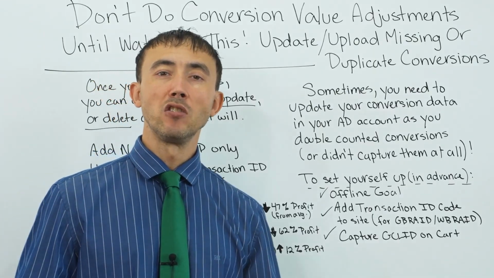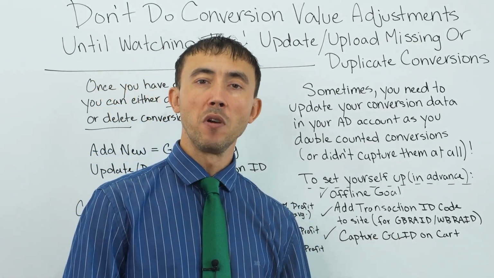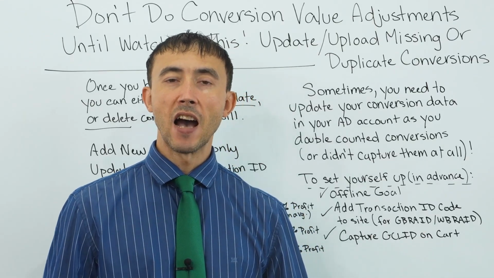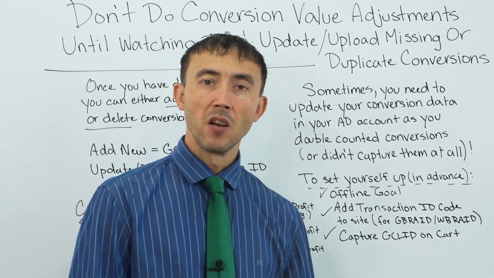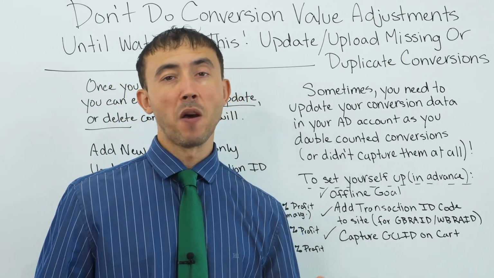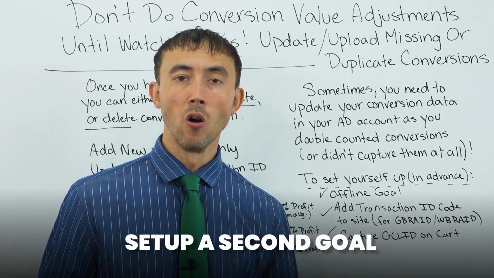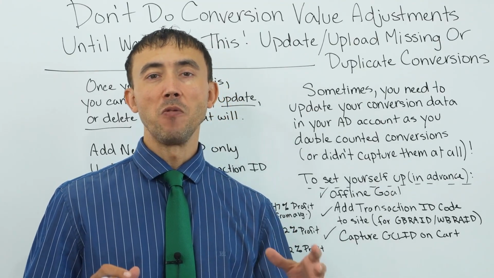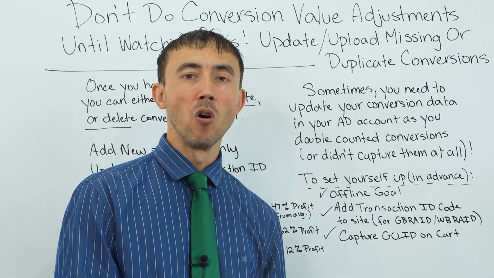But I don't suggest doing that, because just simply by doing that, it's going to screw with the machine learning on the campaigns you already got. So as opposed to that, what I would say is a much better option is to set up a second goal that tracks the upsell by itself, so that if you get the upsell, you send it to that other goal.